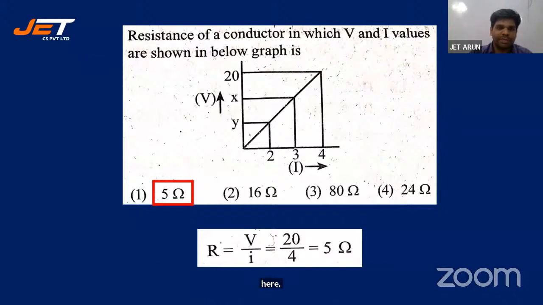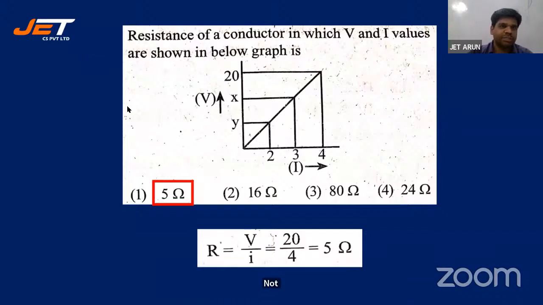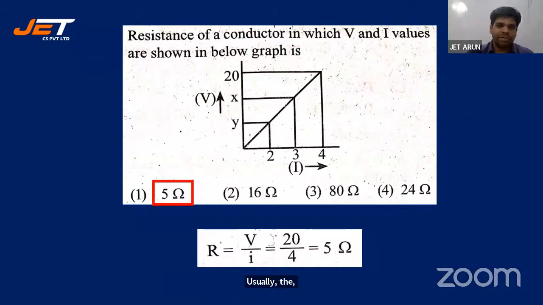All right, let's look at the next one. Almost everyone has gone right in this one, but an equal number of students have gone wrong in this one. Please correct yourself. Correct chesukondi students. All right, it's a pretty simple question, but an interesting question. Usually numericals are given, but here a graph was given and graph interpretation was asked. It's a good question. Let's look at the next one.